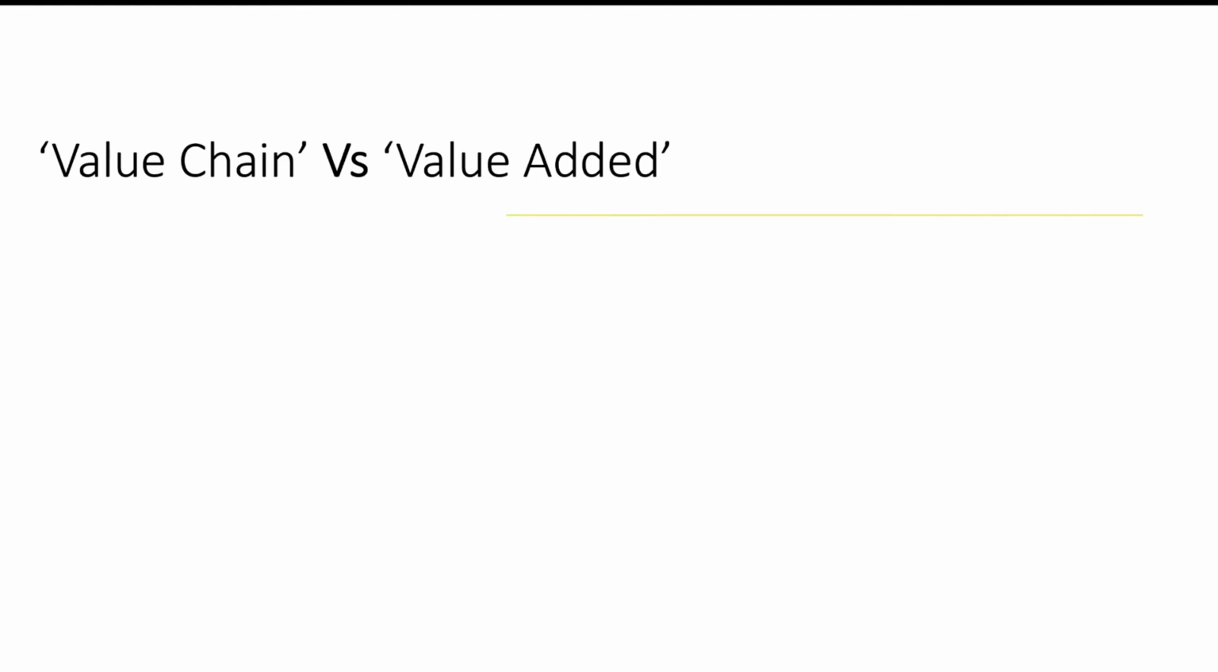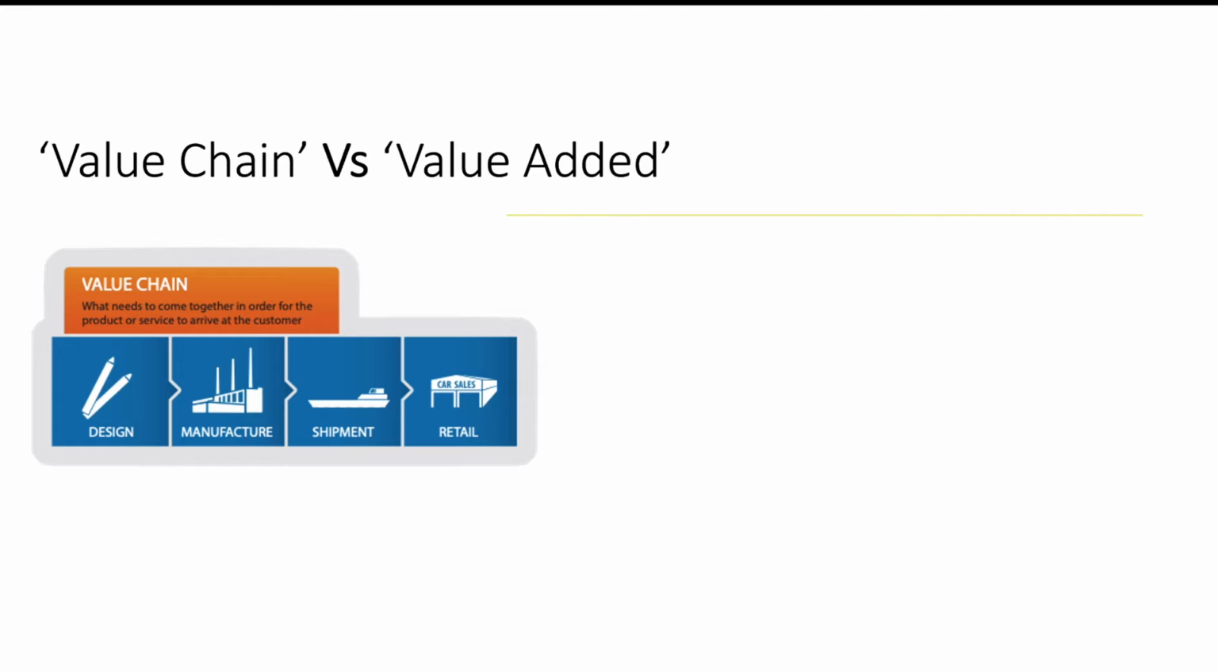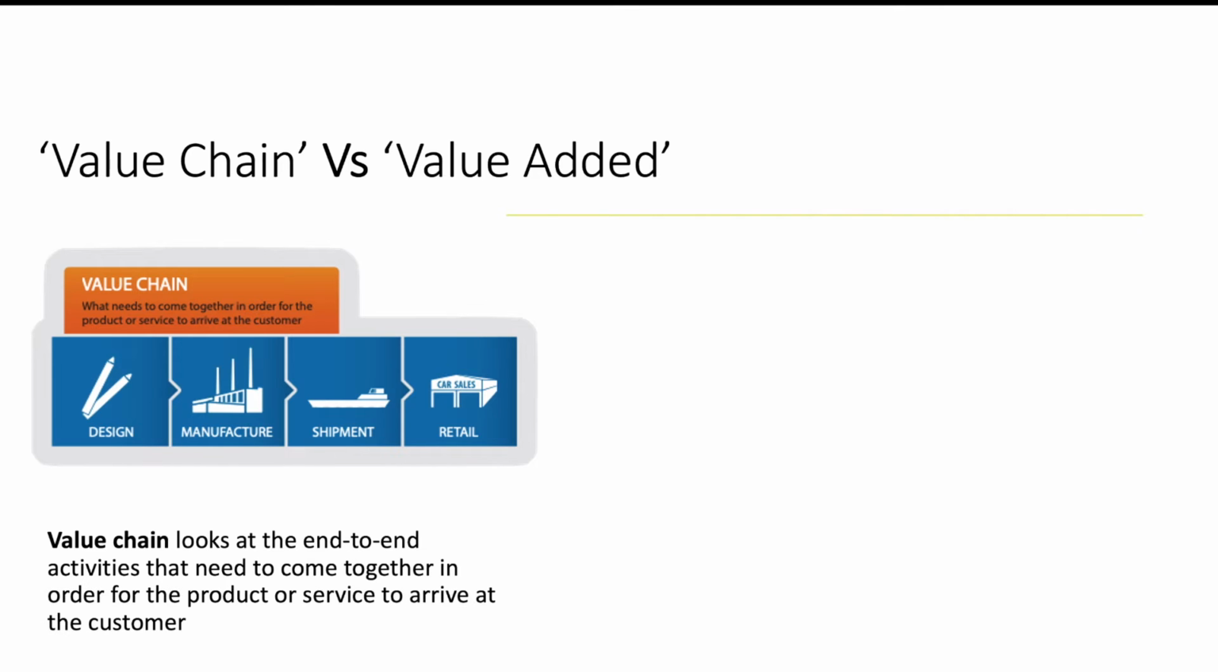Let's start with the topic: value chain and value added. What do you understand by this? Value chain is a kind of designing process. It is the delivery of a product from the designing stage to the end consumer, like designing, manufacturing, shipment, and then retail. So what needs to come together in order for the product or service to arrive at the customer? This is the value chain.